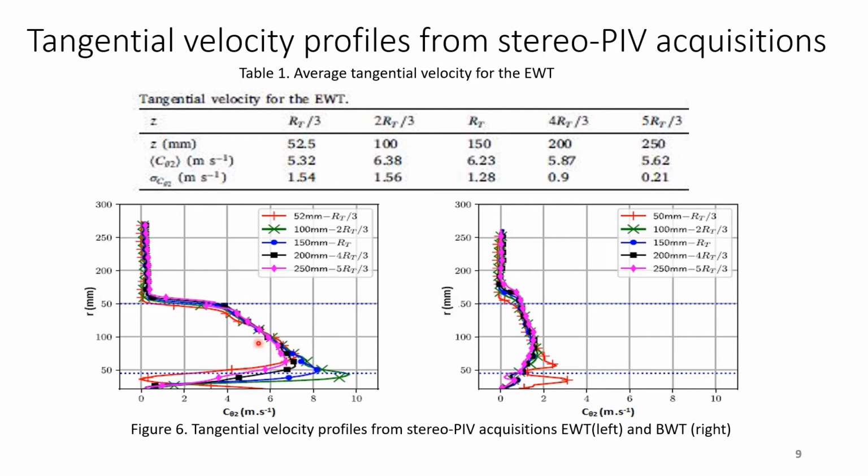The high magnitude of tangential velocity in the wake is associated with high energy losses in the rotating wake. This kinetic energy could be recovered by a contra-rotating wind turbine placed behind the EWT type turbine. Whereas, if we talk about the BWT type turbine, the tangential velocity profiles for BWT for various distances show a high degree of similarity. Along the span, the maximum tangential velocity is approximately 1.5 meter per second, much lower as compared to the EWT type turbine.